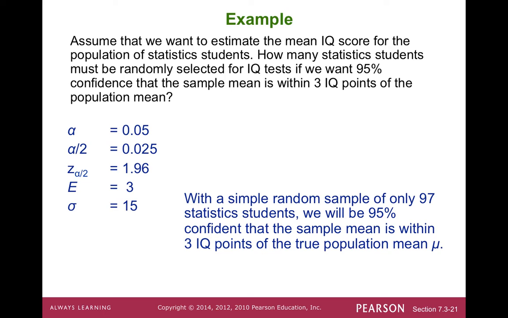Assume that we want to estimate the mean IQ score for the population of statistics students. How many students must be randomly selected for IQ tests if we want a 95% confidence that the sample mean is within 3 IQ points of the population mean?